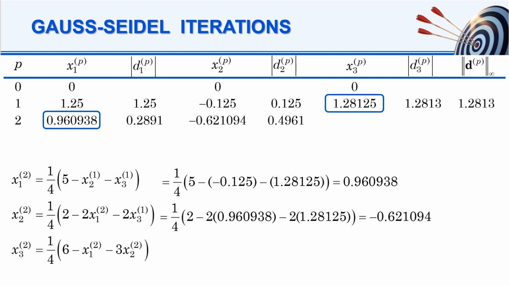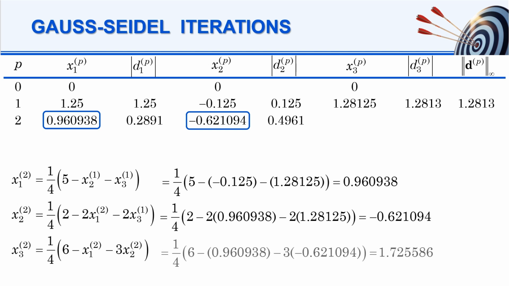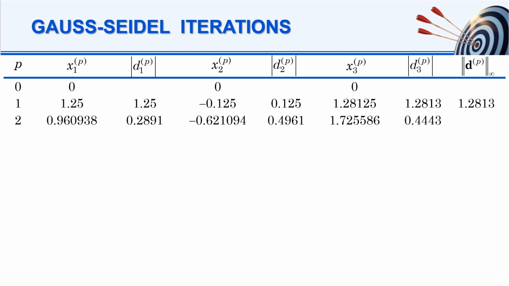0.4961. The third equation for x3 requires the current estimates of x1 and x2, which yields 1.725586, and the absolute displacement yields 0.4443. At the end of the second iteration step, the maximum displacement is observed to be 0.4961.